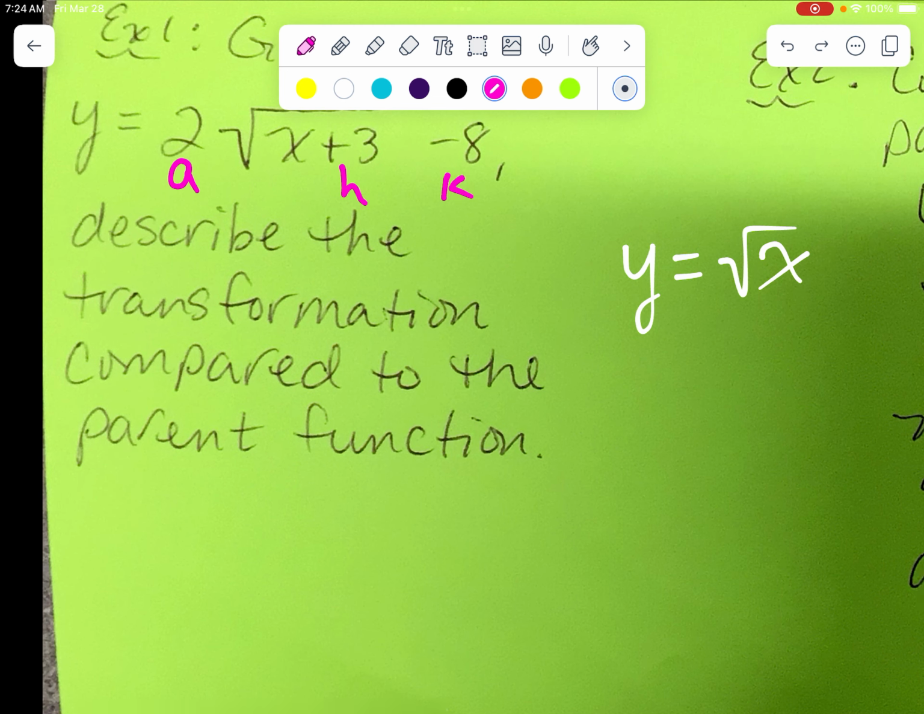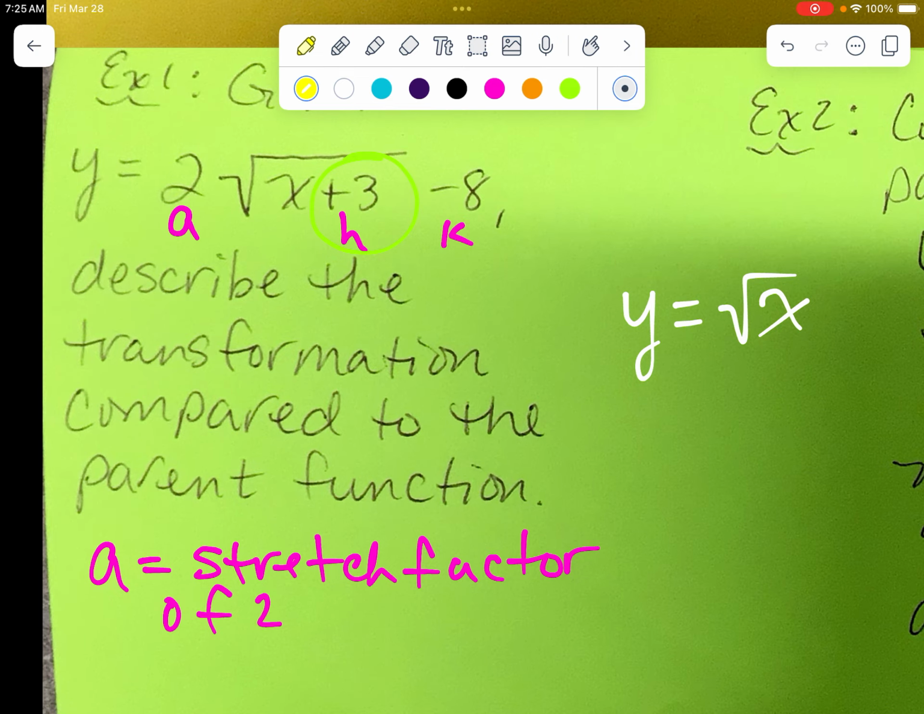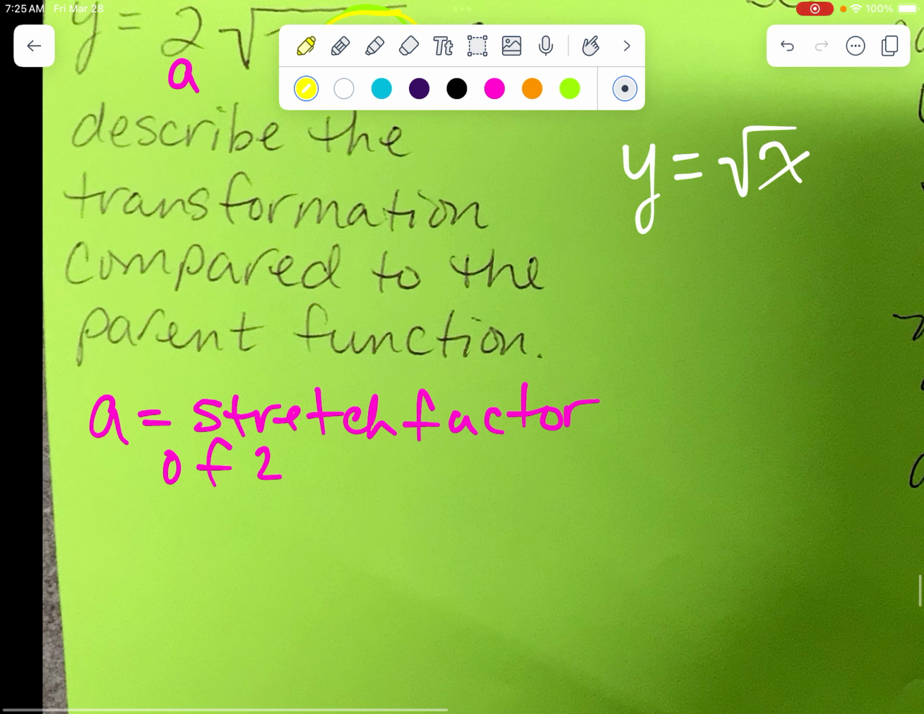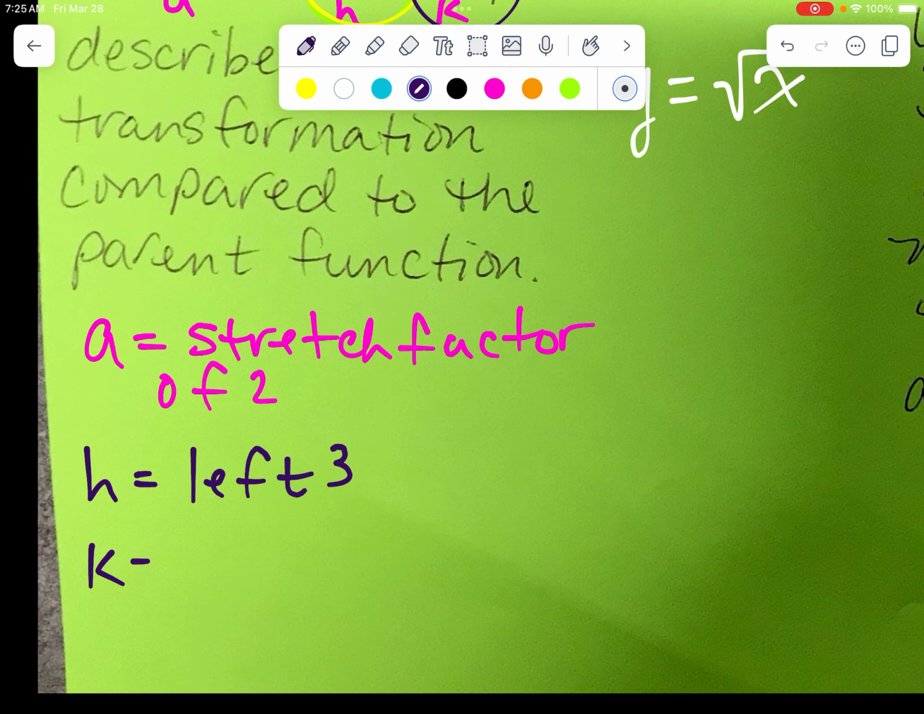But since the a value is 2, we can say it is stretching, or it has a stretch factor of 2. It's getting 2 times taller. Let's look at our h value. So remember, h is a liar. So that positive 3 really means it went to the left. It went to the left 3. So we say h equals left 3. Let's look at the value of k. K does what k does. It's movement up or down. So since it's minus 8, that means the graph went down 8.